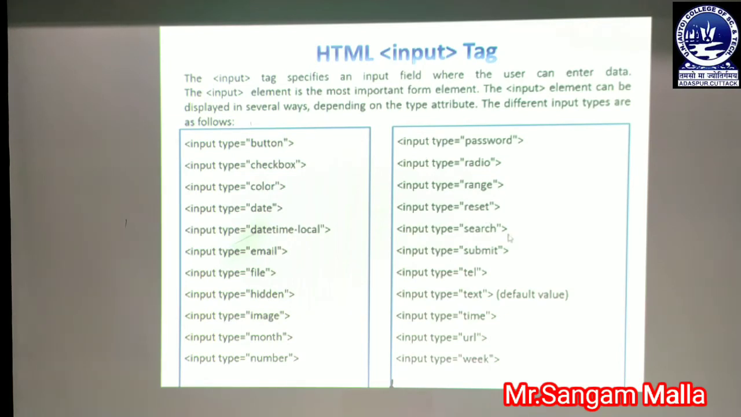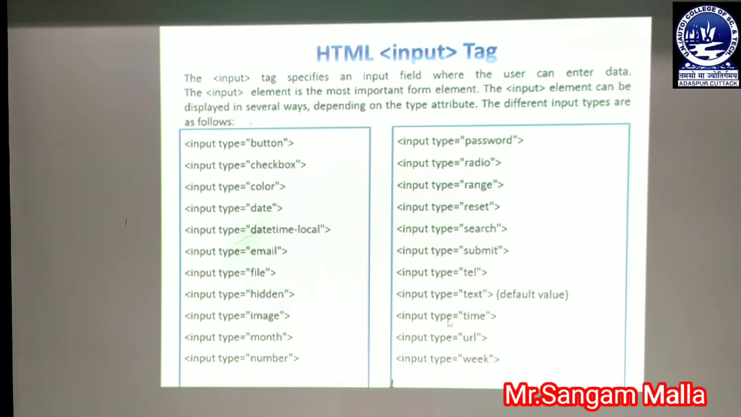If we are interested in giving a search box, we can give input type equal to search. Similarly, if we are interested in giving a submit button to send the data from one location to another location, at that time we can use input type equal to submit. If we are giving any phone number, we can use input type equal to tel. If we are not typing any type and simply writing input, by default it will take the type equal to text field.